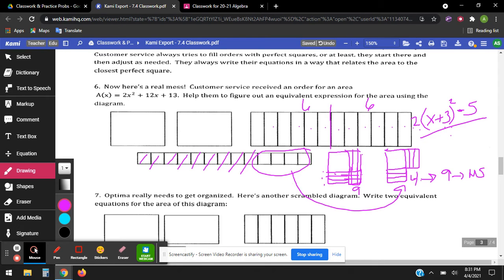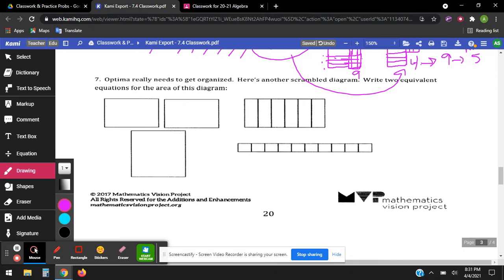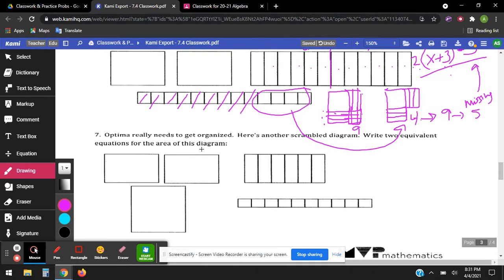So I'm going to write this just a minute here, slightly different. I put missing 5, so they write that as a minus 5. Okay, so now she really needs to get organized. Here's another scrambled diagram. We need 2 equivalent equations for this area.